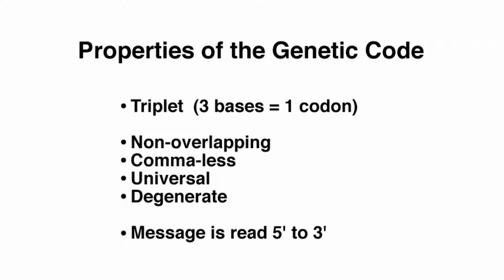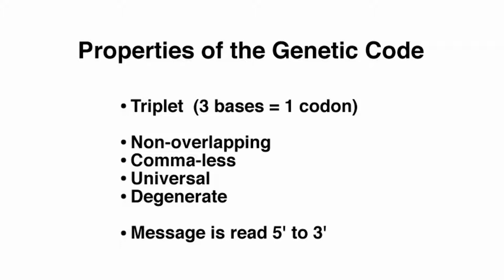The genetic code is commaless, meaning the codons are read continuously with no spaces in between them. The code is universal. All organisms use the same code, although there are minor exceptions which we won't discuss. The code is also considered to be degenerate, indicating that several different codons specify the same amino acid.